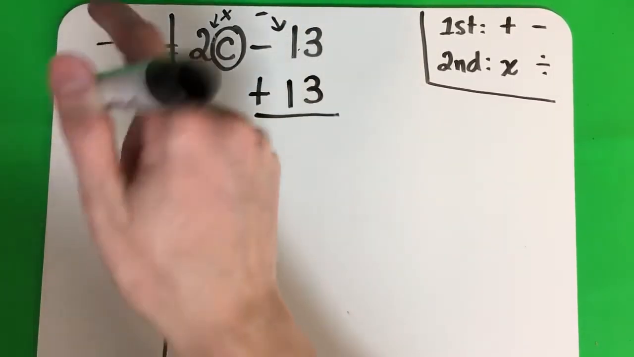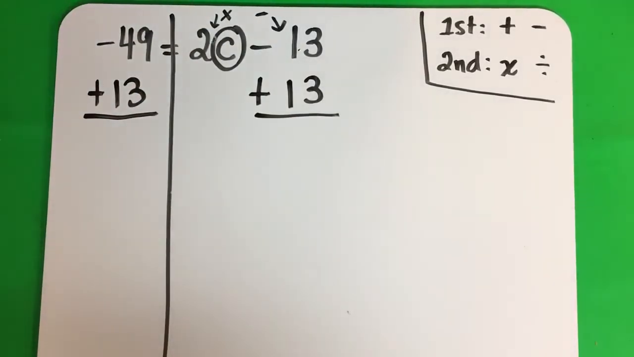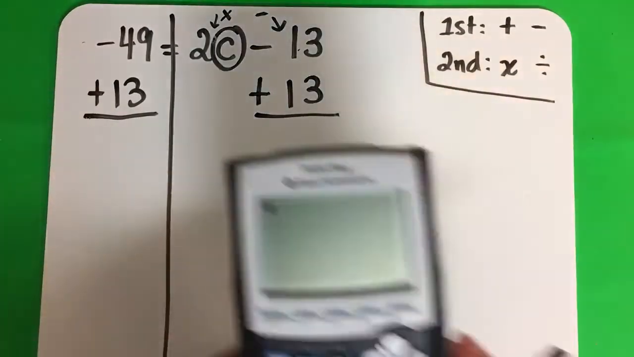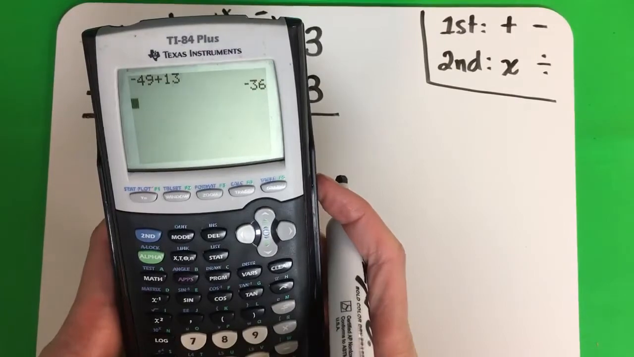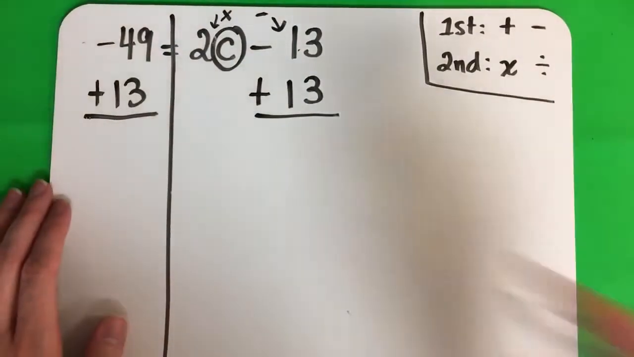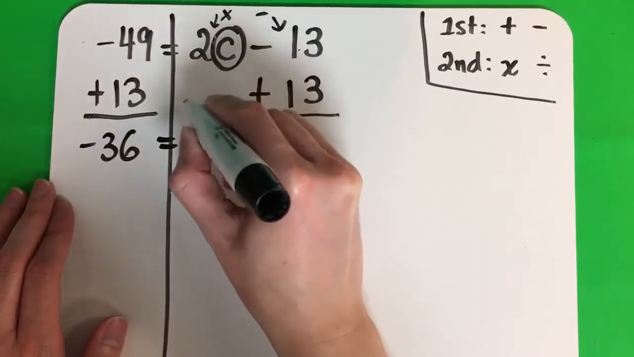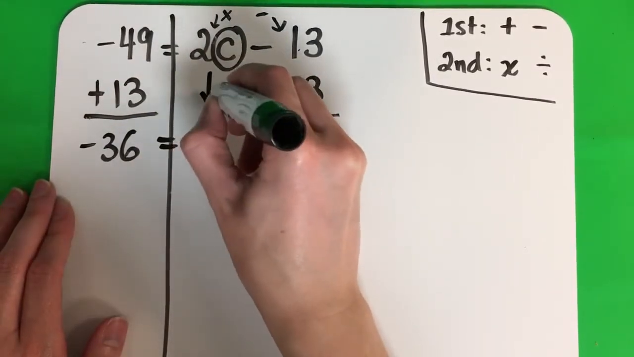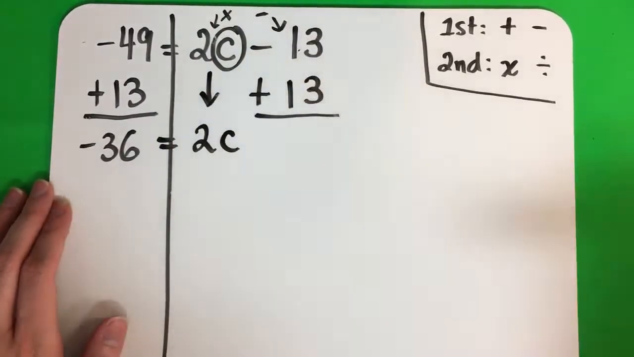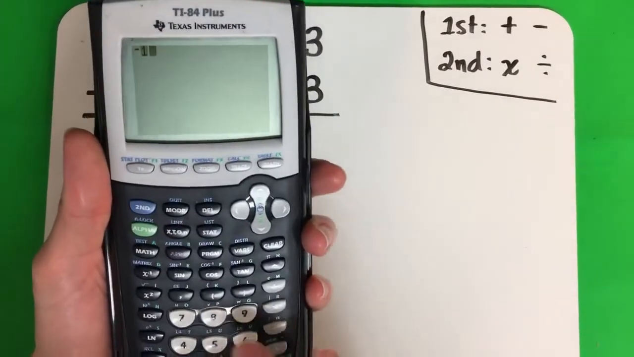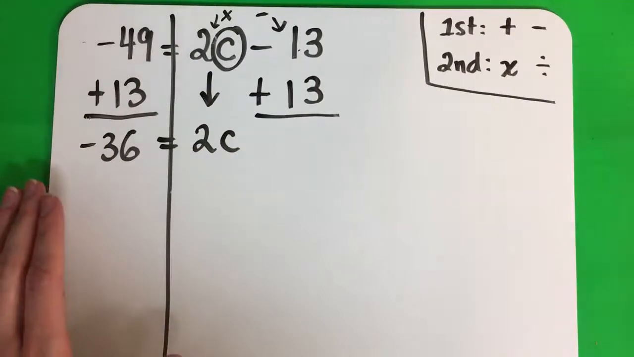Copy to the other side. Plus 13. Let's put in the calculator negative 49 plus 13. Negative 36. Negative 36 equals, here there's nothing, no hay nada. Copy down, copy to C. Negative 13 plus 13, 0. Cancel, cancela.